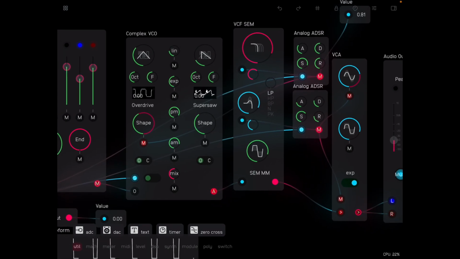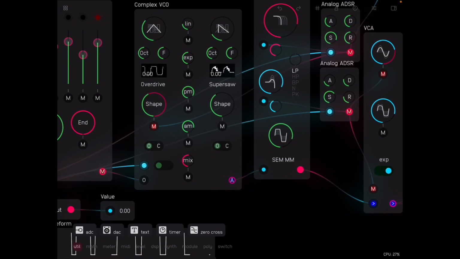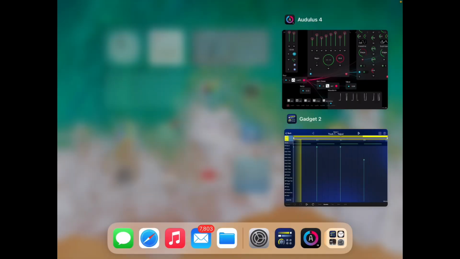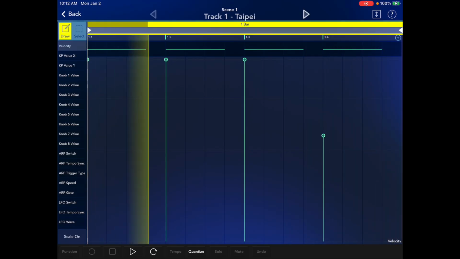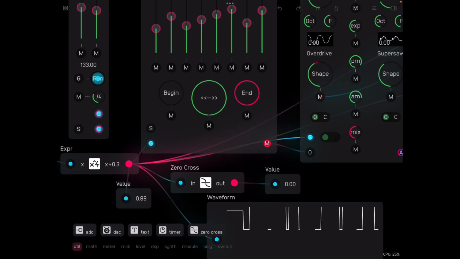Now, these analog ADSRs, they won't trigger properly if the value of the gate signal is not 1 or above. So I had a problem with that. That's why I have the value node up there showing the values. So one thing I like about Audulus is the ability to use the tools in it to figure out why things don't work. Going back to Gadget, skipping a note there because the velocity is too low.